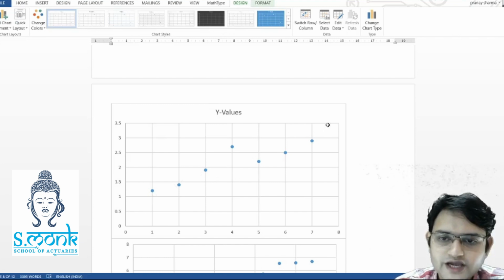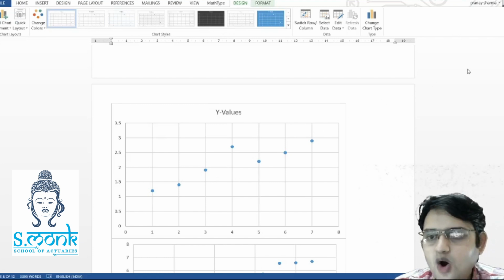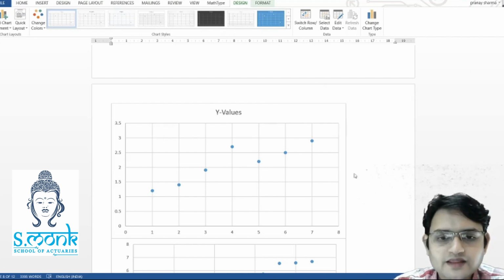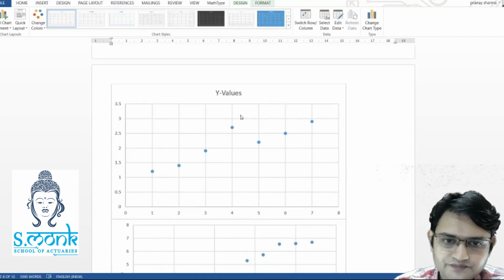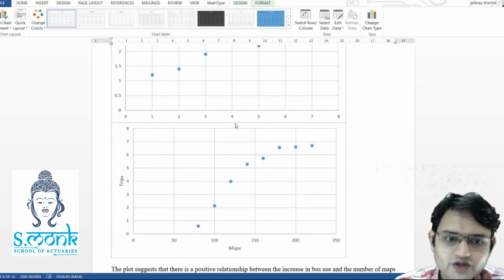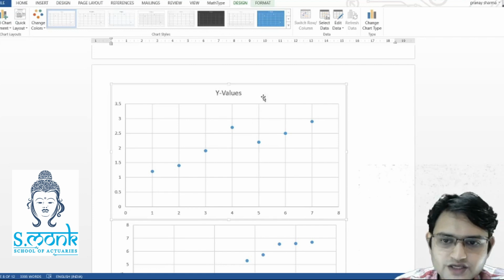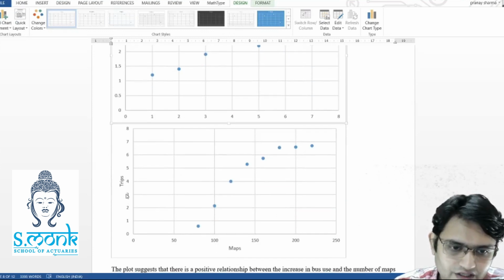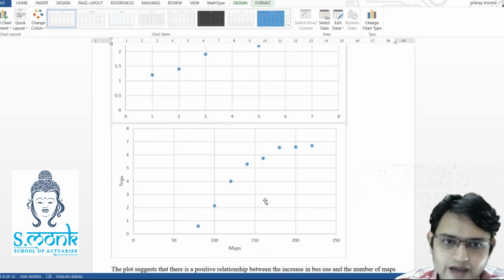You can draw a scatter plot diagram in this manner, or you can use your R, make the scatter plot diagram there and then copy paste. That is also acceptable. Whenever you are drawing a scatter plot diagram, make sure to write your x-axis and y-axis values here, like I have written here. See, you have trips and you have maps.